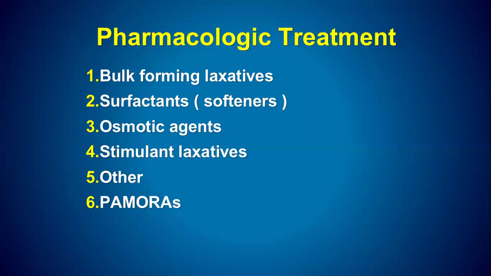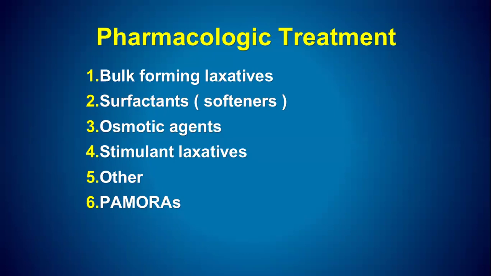Coming to the pharmacological treatment, as we saw, basically anything that is bulk forming to increase the bulk of the stools will lead to a good stretch of the luminal wall, which will lead to good peristaltic movements. Surfactants, especially with chronic constipation, what happens is the water gets reabsorbed in the colon, a lot of fluid gets reabsorbed if the constipation is persisting. So the stools become very hard. Now, the problem with passing hard stool is that it is very painful.